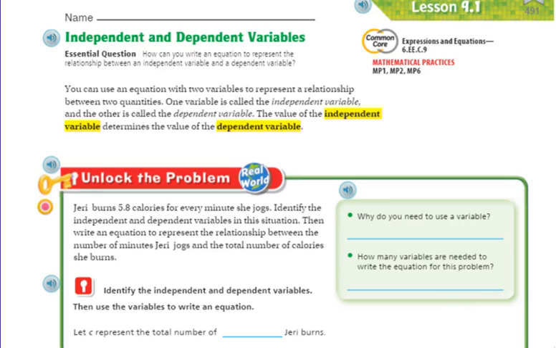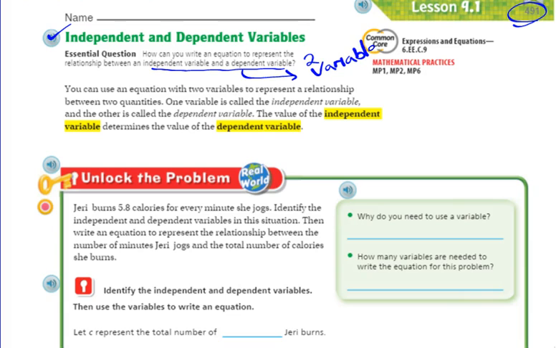Mr. Damiani, and today we are going to be looking at lesson 9.1 on page 491 in your workbook. The topic for today's lesson is independent and dependent variables. The central question: how can you write an equation to represent the relationship between an independent variable and a dependent variable? So the equations that we are going to write with lesson 9.1, and you're going to see a lot throughout chapter 9, will have two variables.